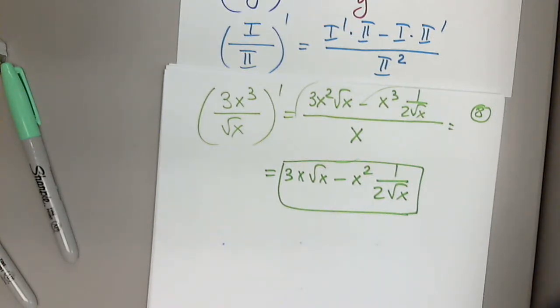I separated the two fractions. This over this gives us this. This over this gives us this.